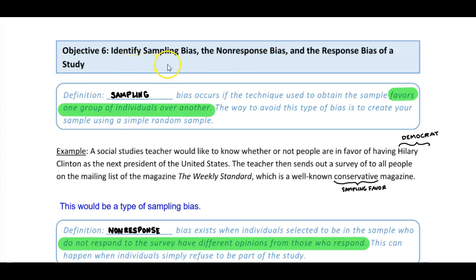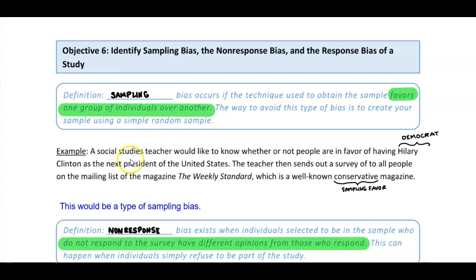Objective 6, identifying sampling bias, the non-response bias, and the response bias of the study. Sampling bias occurs if the technique used to obtain the sample favors one group of individuals over another. The way to avoid this type of bias is to create your sample using a simple random sample.